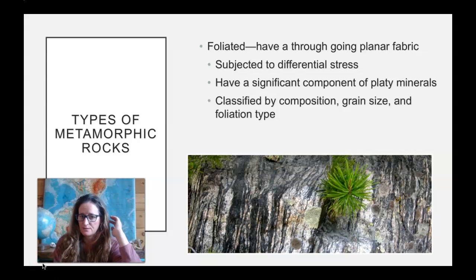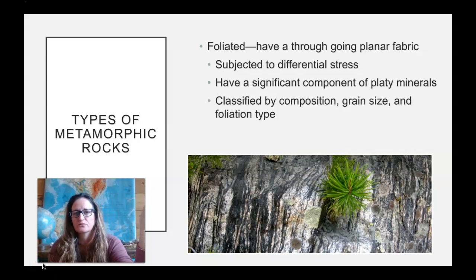Just like the other rock types, there are different types of metamorphic rocks. We'll talk about classifying them now. The first way to classify them is to determine: are they foliated or non-foliated? Foliation is that alignment of the minerals, the platy minerals. Usually it's going to be a muscovite or a biotite. And the foliation occurs when we have that differential stress.